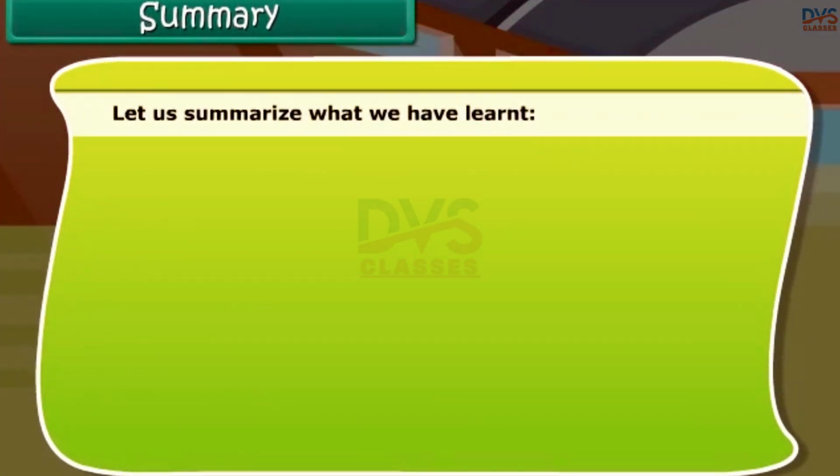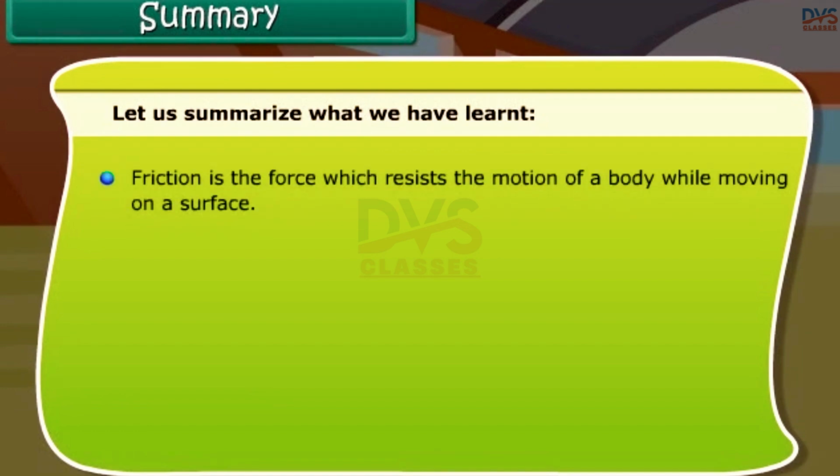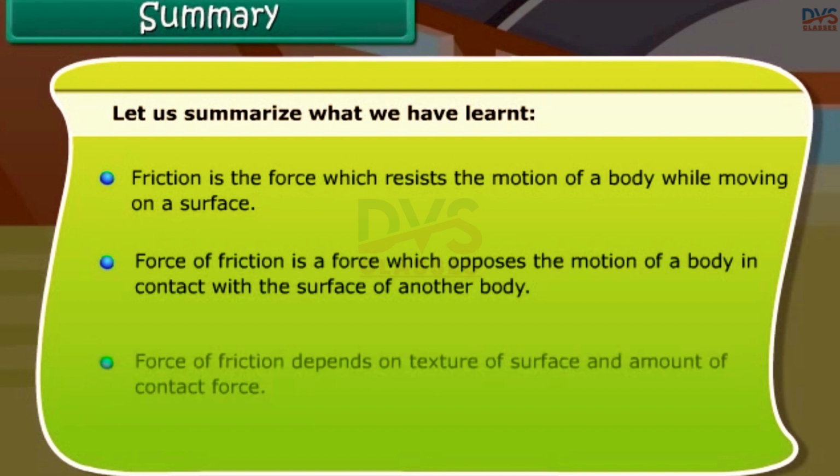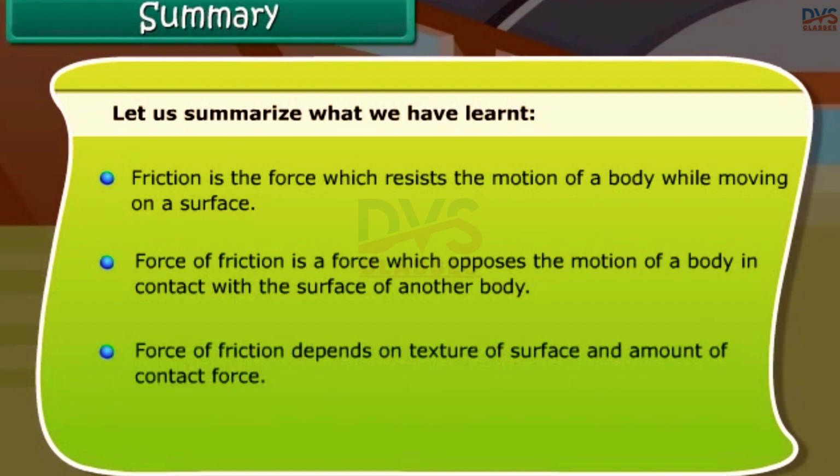Let us summarize what we have learned. Friction is the force which resists the motion of a body while moving on a surface. Force of friction is a force which opposes the motion of a body in contact with the surface of another body. Force of friction depends on the texture of surface and the amount of contact force.